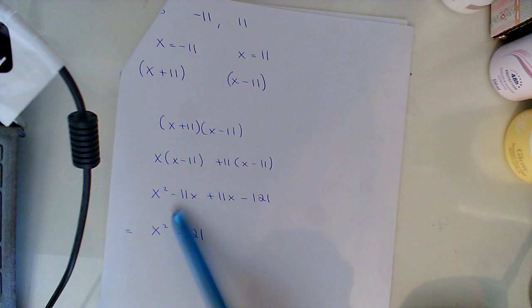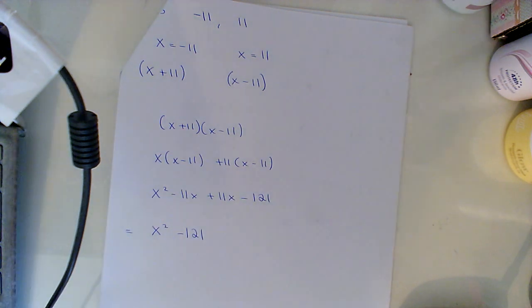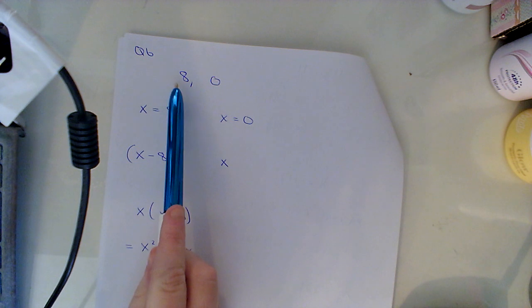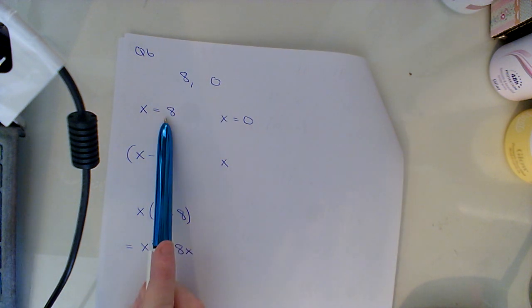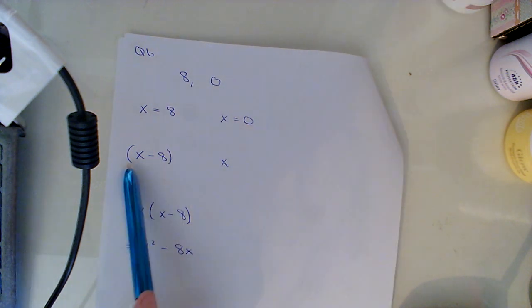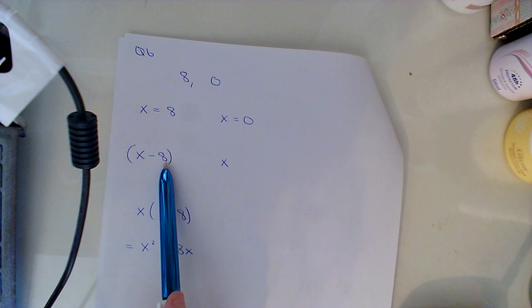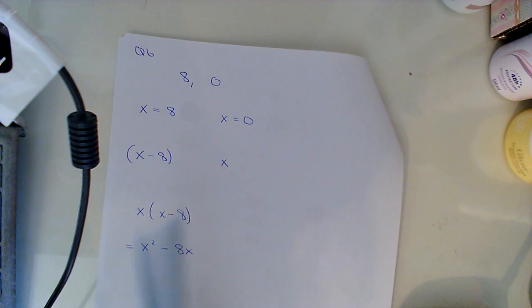Minus 11x plus 11x, they're gone, so I'm left with x squared minus 121. Question 6, I have 8 and 0, so x is equal to 8, x is equal to 0. So I have x minus 8, and here I'm just going to have x. So I have x times x minus 8, x times x is x squared, x times minus 8 is minus 8x.